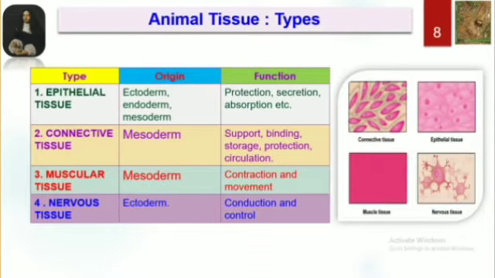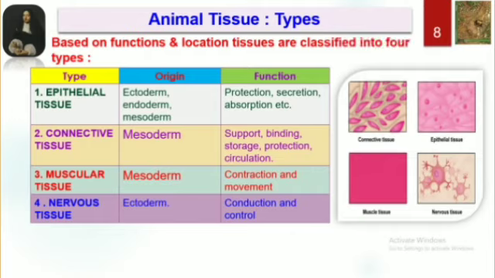There are 4 major tissue types: epithelial tissue, connective tissue, muscular tissue and nervous tissue. As far as their origin is concerned, epithelial tissue originates from ectoderm, endoderm and mesoderm, and its function is protection, secretion and absorption. The connective tissue originates from mesoderm and performs the function of support, binding, storage, protection and circulation. Muscular tissue is also mesodermal in origin and performs the function of contraction and movement, whereas nervous tissue is ectodermal in origin. It helps in control and coordination. These were the different types of tissues based on function and location.